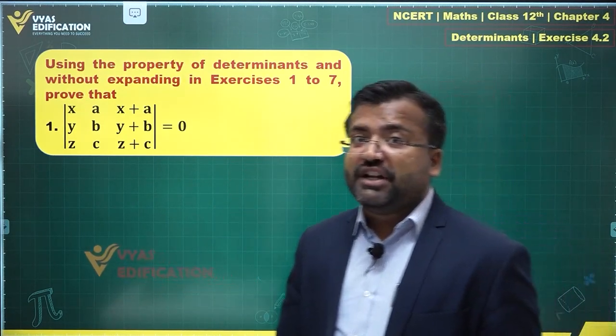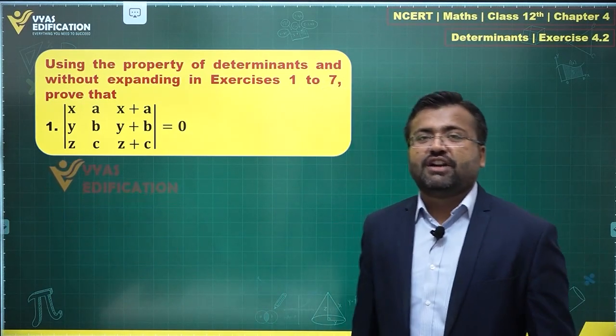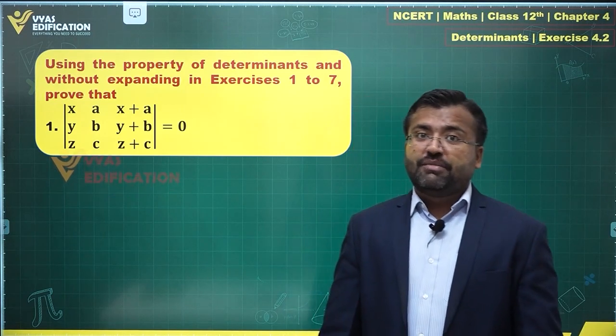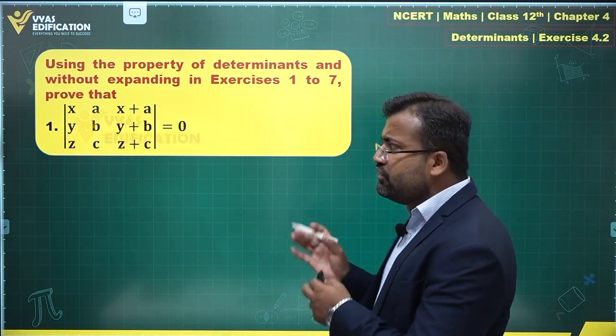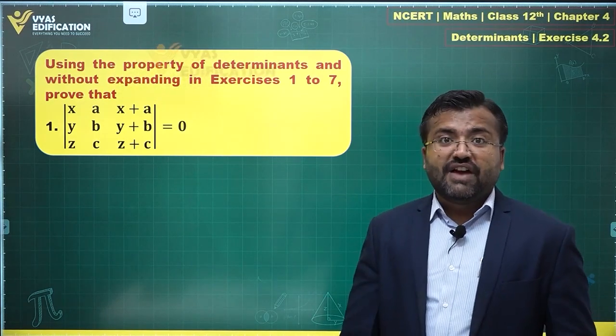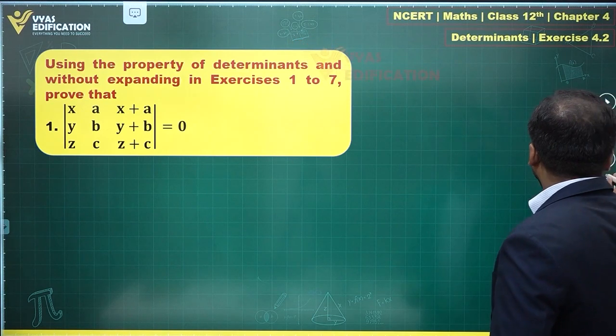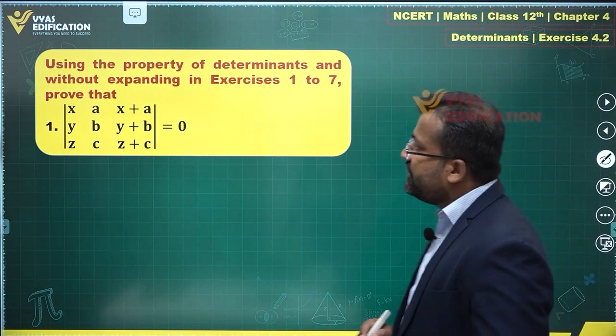We have to use the properties of determinants, mind you. And what are the properties of determinants? There are a lot of properties of determinants. We have gone through those properties, and let's see how we use those properties to prove that the value of this determinant is equal to 0. We have to prove that. So let's begin with this first question.